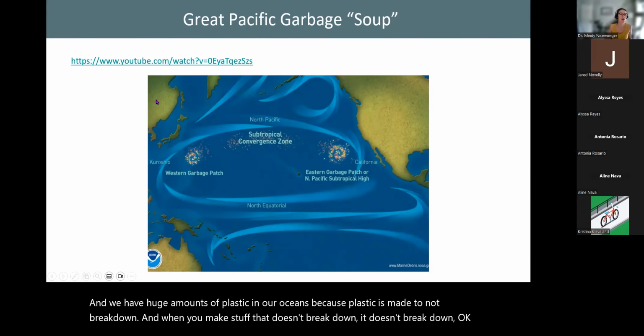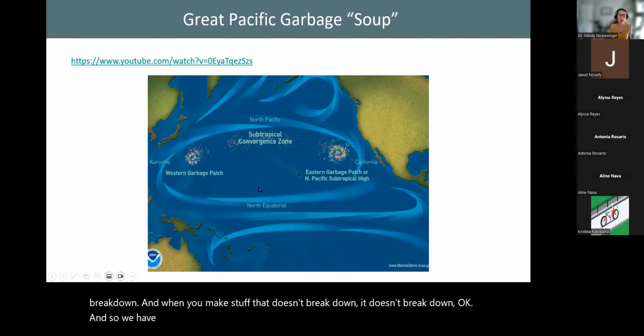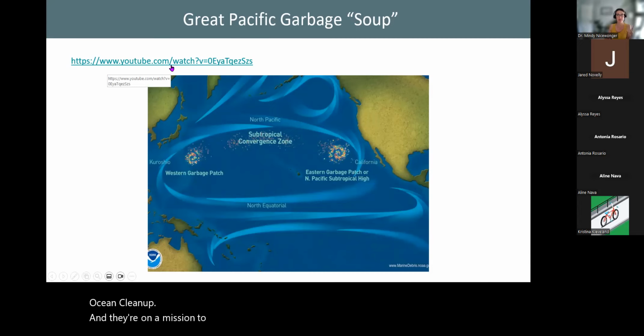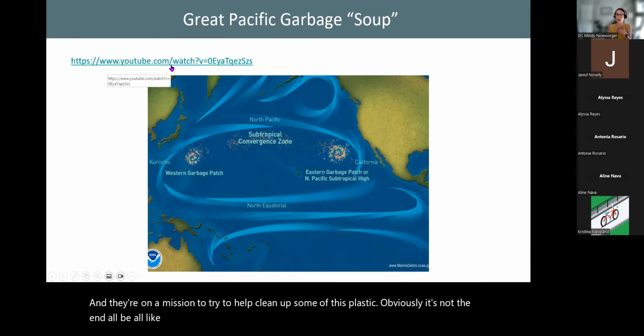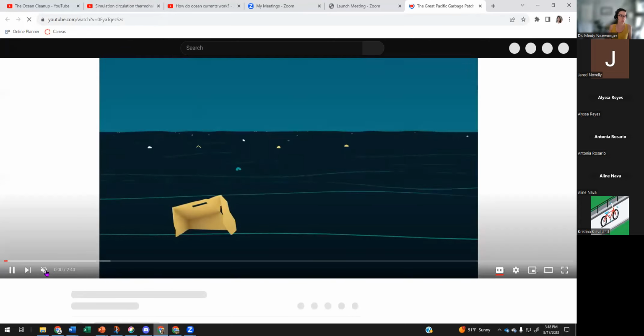Okay. And so we have this garbage soup out in our oceans. And there's this company called the Ocean Cleanup and they're on a mission to try to help clean up some of this plastic. Obviously, it's not the end all be all. Like, we have to just stop allowing plastic to get into our oceans to begin with. But it's an interesting project to try to help with that. So we'll watch this. I don't think I loaded this one, but here we go.